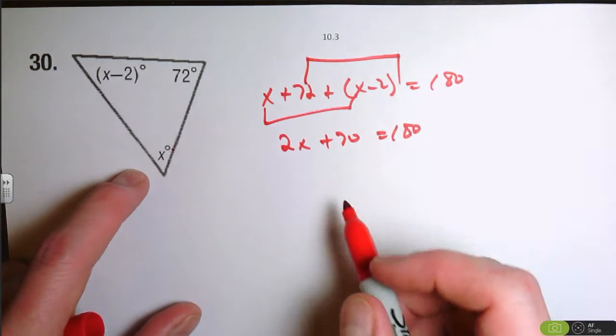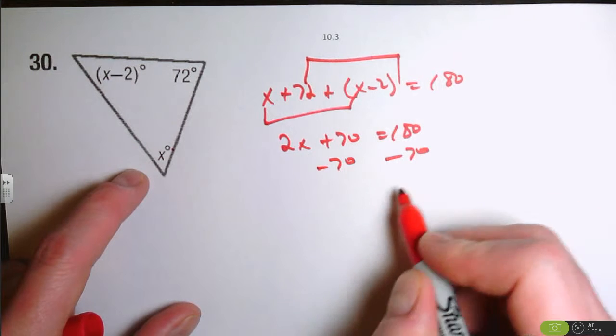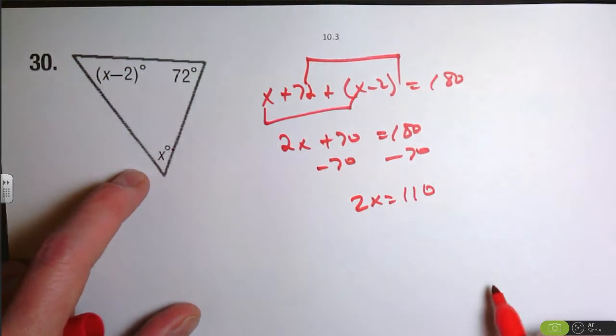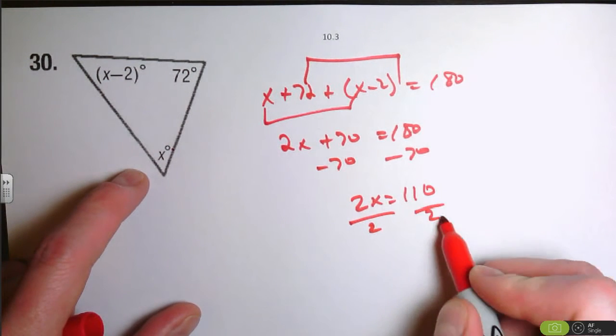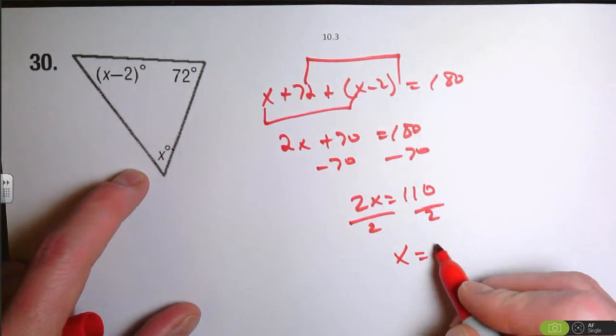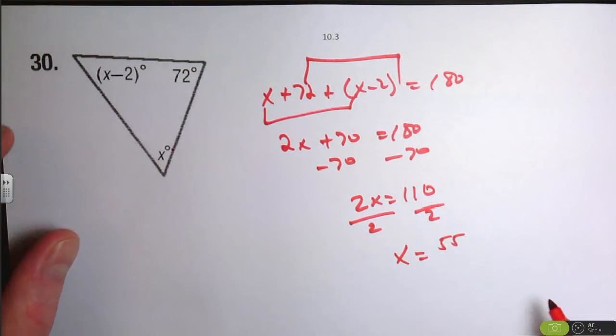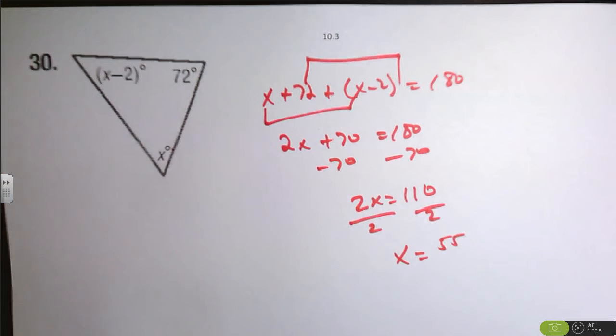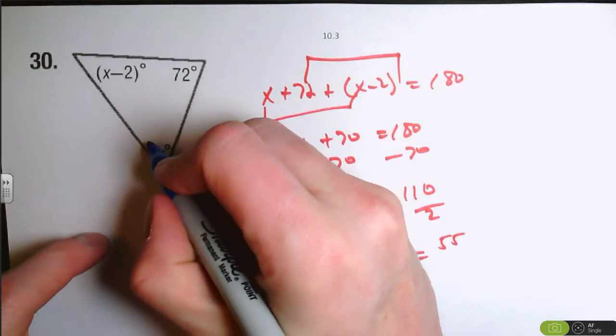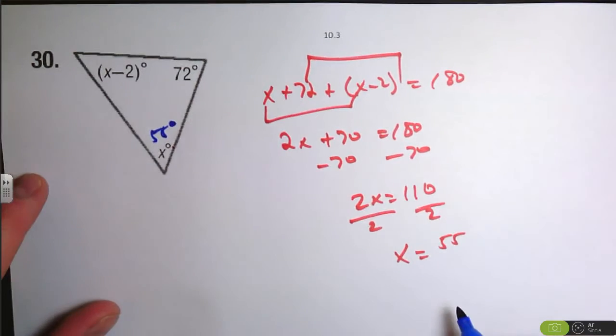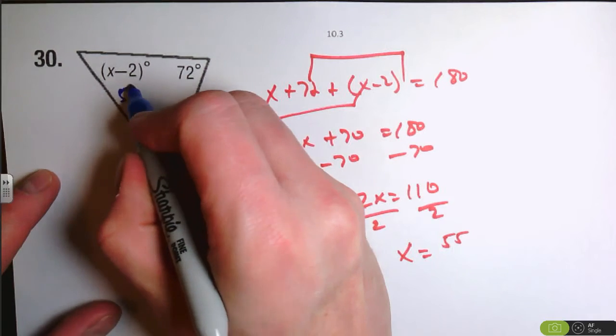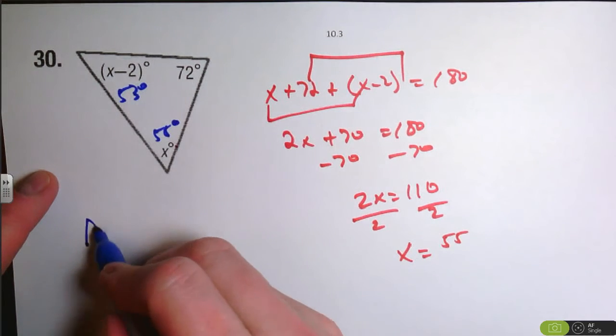And then 2x plus 70 is 180. So subtract 70. 2x is 110. That ends up being 55. Okay. Which then if I plug that back in, that makes this angle here 55 degrees. And then 55 minus 2 is 53 degrees. And this is an acute triangle.